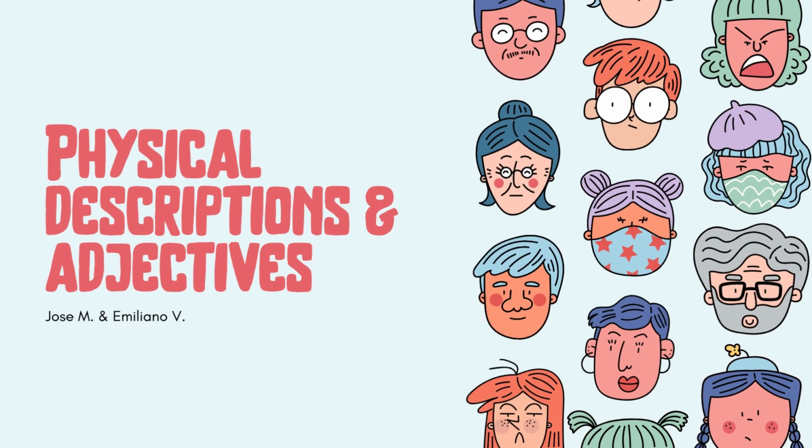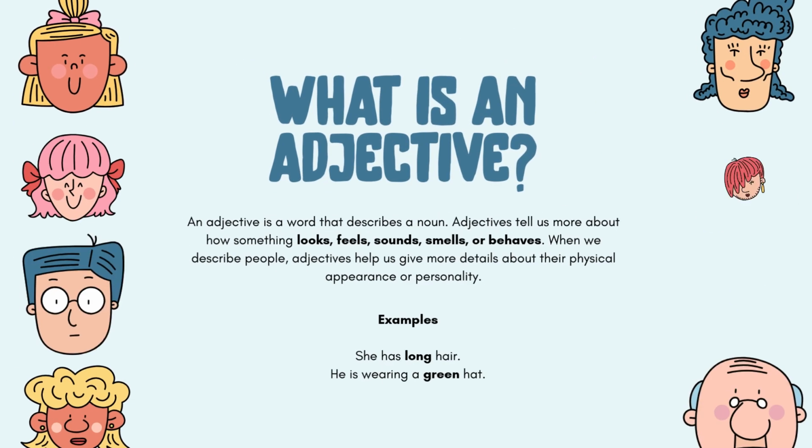So, for today's topic, we are going to talk about physical descriptions and adjectives. We are going to try to relate this to the unit that we are currently seeing, which is unit number 4, family relationships. Now, let's start by first knowing what an adjective is.